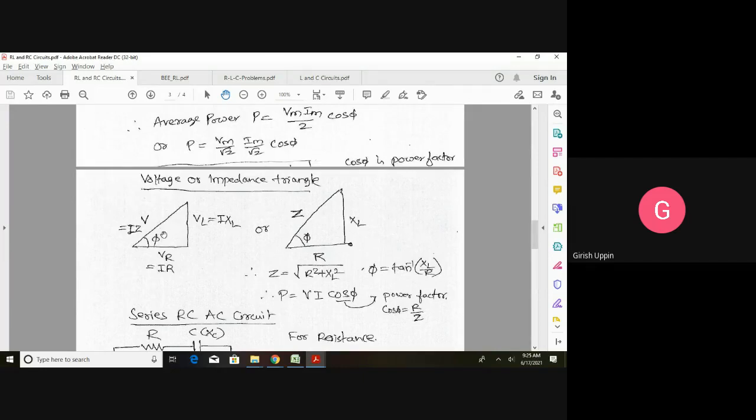And if you apply the same thing to the voltage triangle, V is equal to square root of VR square plus VL square, and phi is equal to tan inverse VL by VR, and P is equal to VI cos phi. And cos phi, using the tan phi function, you can find out.